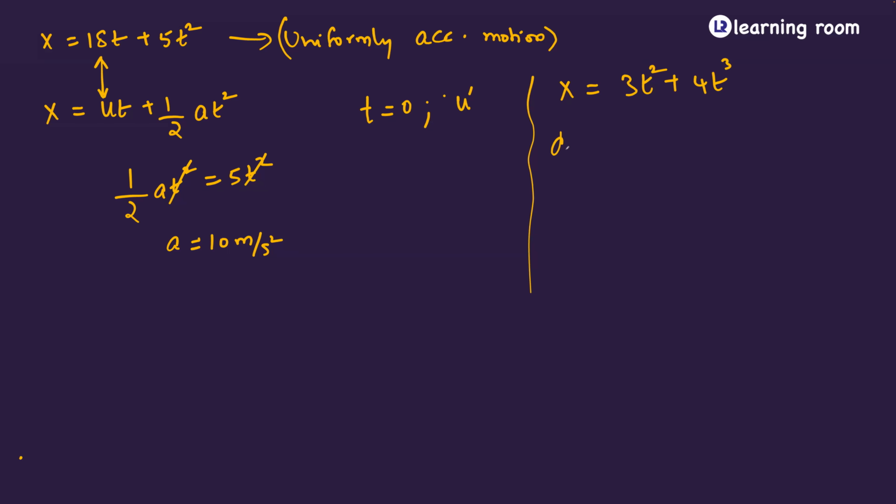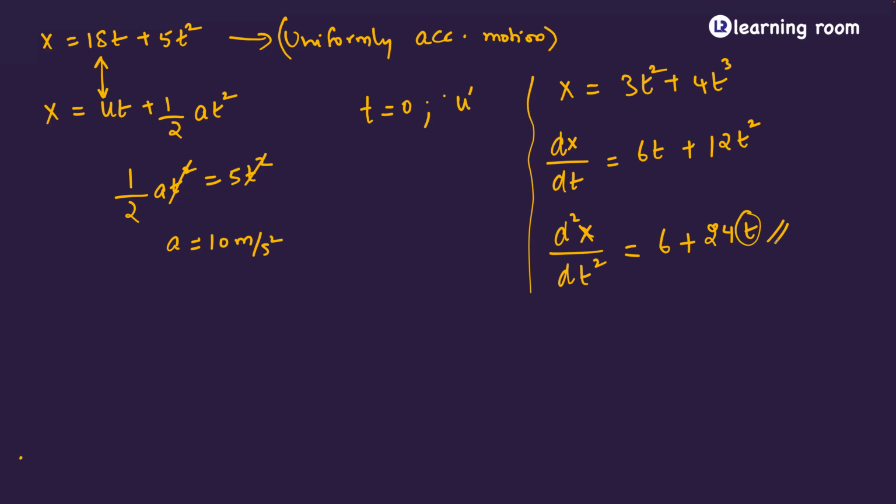Then what is going to be dx by dt? 6t plus 12t square. What is d square x by dt square? Now you will have time present. So whenever displacement is a second degree polynomial, I would say, whenever displacement is a second degree polynomial of whom? Of time. Acceleration is always constant.